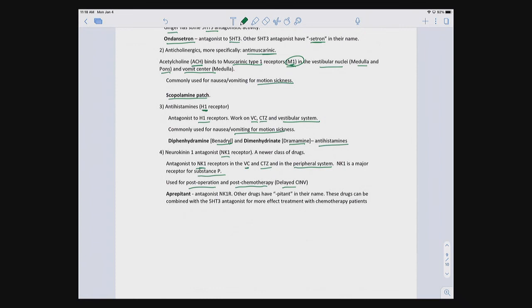Aprepitant is a common drug for that. And there are other drugs that fall in this category. And again, you can look at the end of the name, and they'll all have the pitant associated with the name. So look for the pitant, and then whatever comes before that is going to fall in this NK1 antagonistic category.